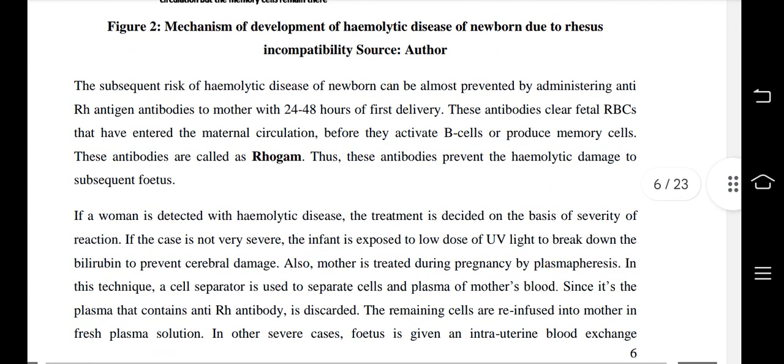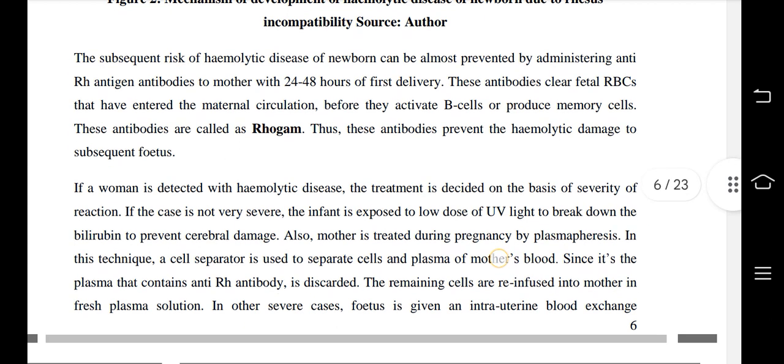The subsequent risk of hemolytic disease of newborn can be almost prevented by administering anti-Rh antigen antibodies to the mother within 24 to 48 hours of the first delivery. These antibodies clear fetal RBCs that have entered the maternal circulation before they activate B cells or produce memory cells. These antibodies are called RhoGAM. These antibodies prevent the hemolytic damage to a subsequent fetus. Anti-Rh antigen antibodies.